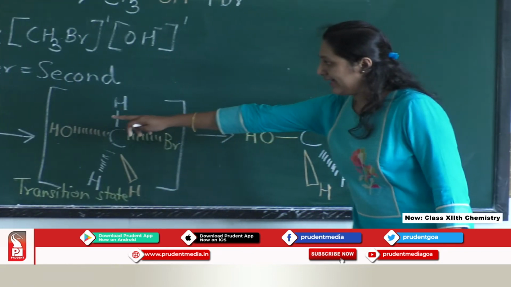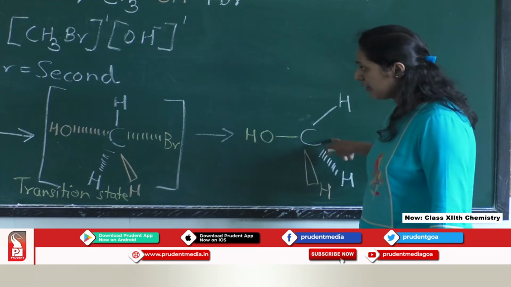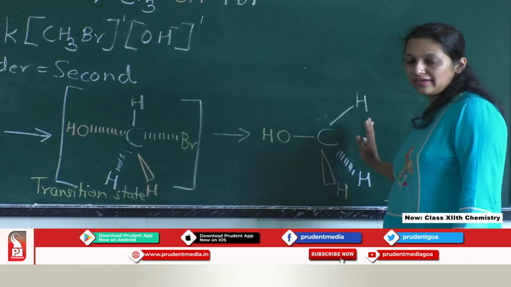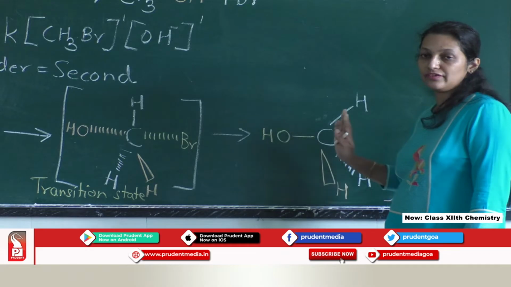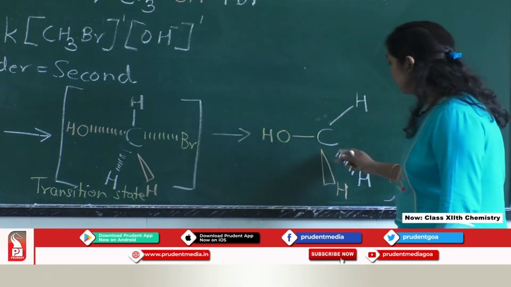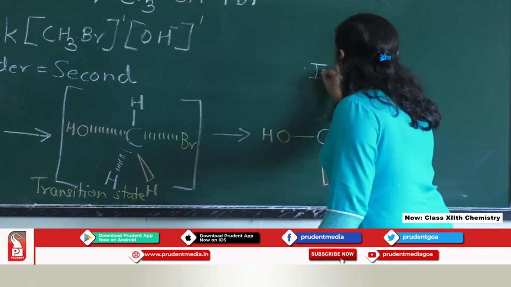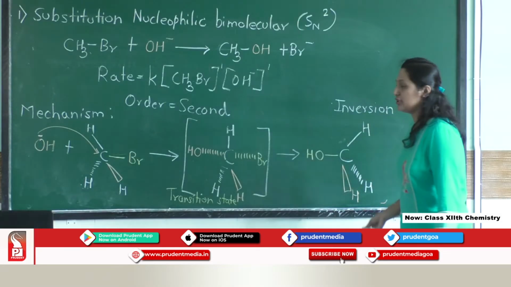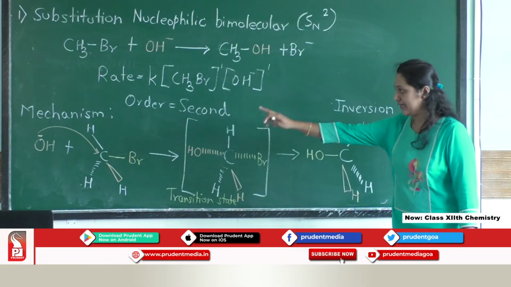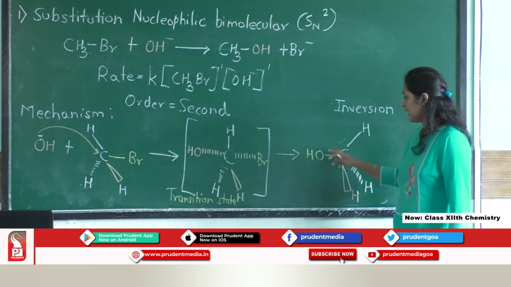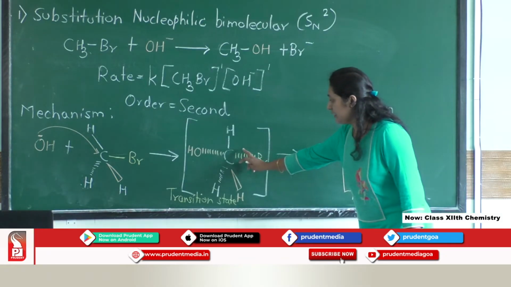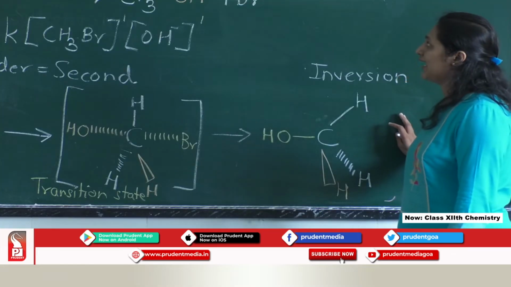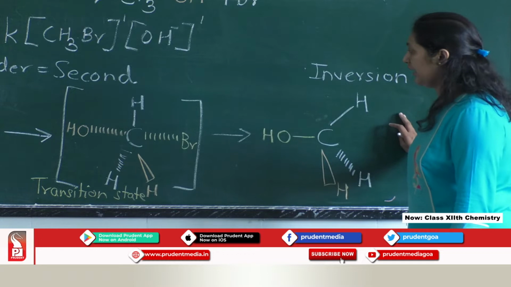If you look at the reactant and if you look at the product, we are getting the structure in an opposite way. The configuration gets opposite. So, this is known as the inversion of configuration. In this we are getting inversion because OH attacks from the opposite side and the old bond will break. Okay. So, this is the mechanism of the SN2 reaction.